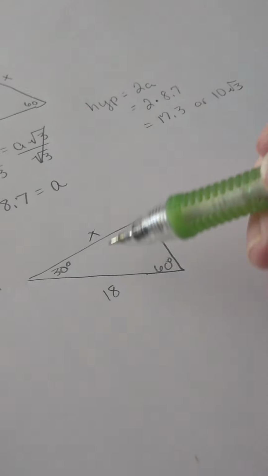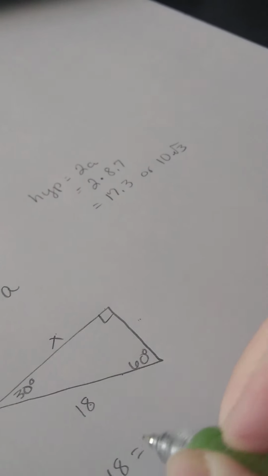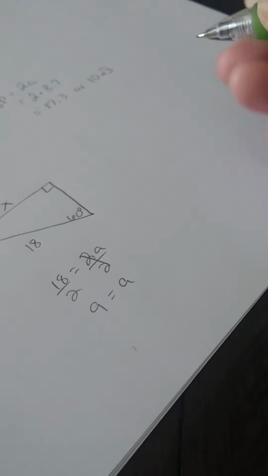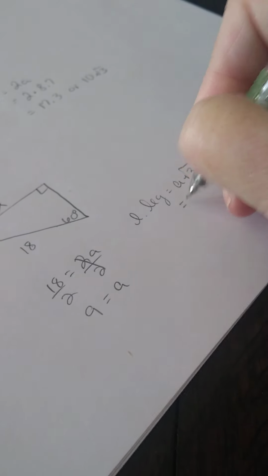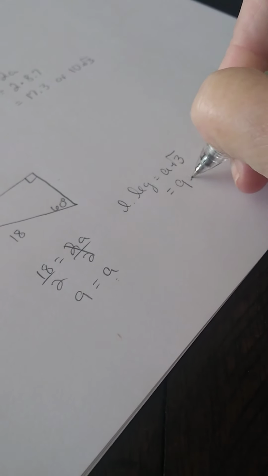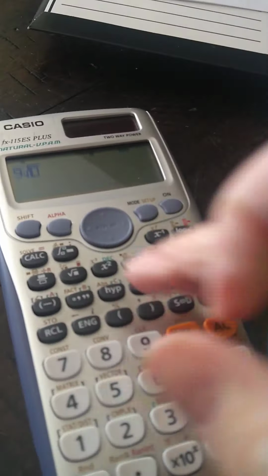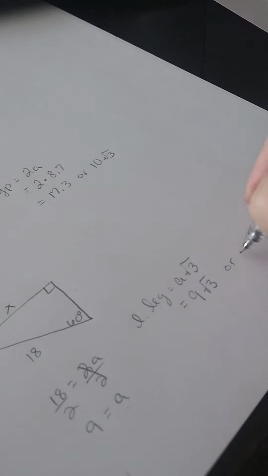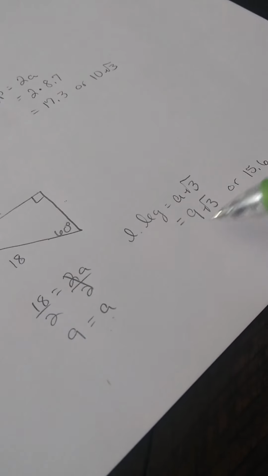So what I'm going to do is I'm going to take my formula for hypotenuse, which is 2A. So I'm going to say 18 equals 2A, divided by 2. So A is 9. Then my long leg is A times square root of 3. So A is 9, so I get 9 times square root of 3. They'll either leave it like that, 9 square roots of 3, or they'll want it as 15.6. Now, if they had just asked for the short leg, I could have stopped right here, okay? But they didn't. They wanted the long leg, so I had to go ahead and multiply.